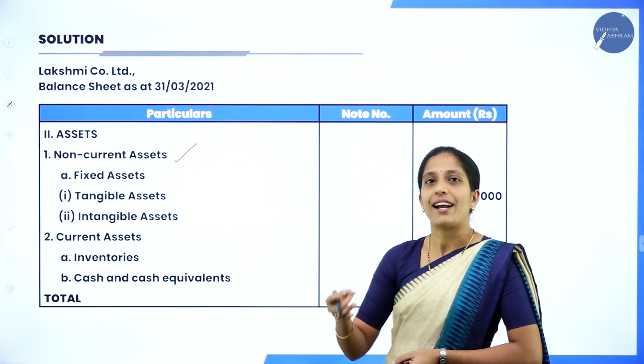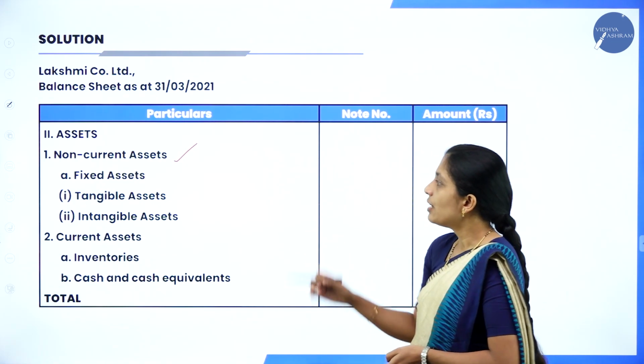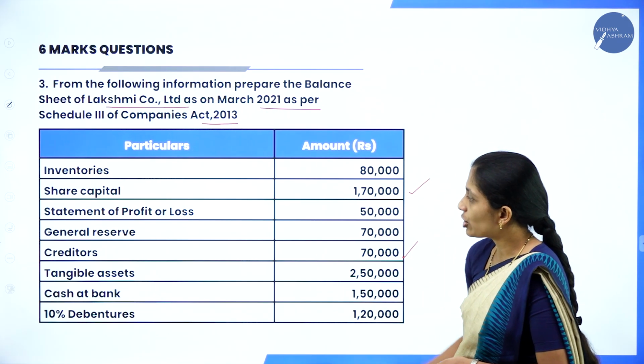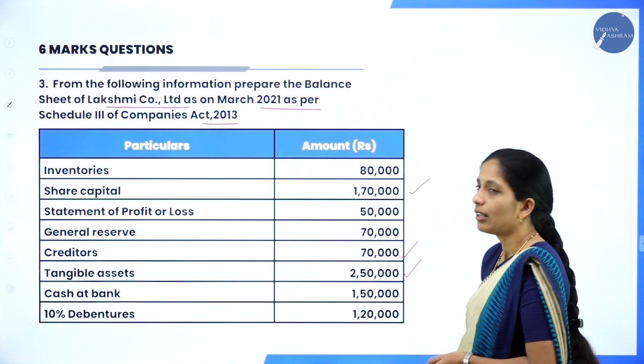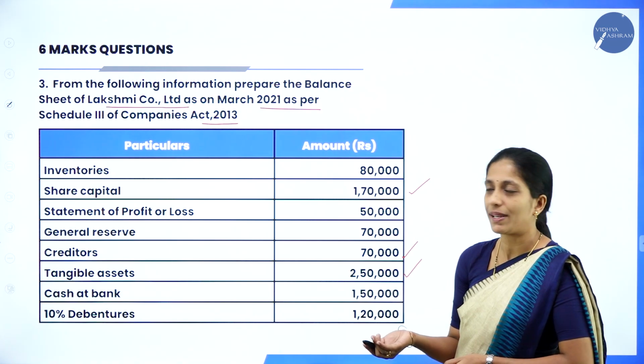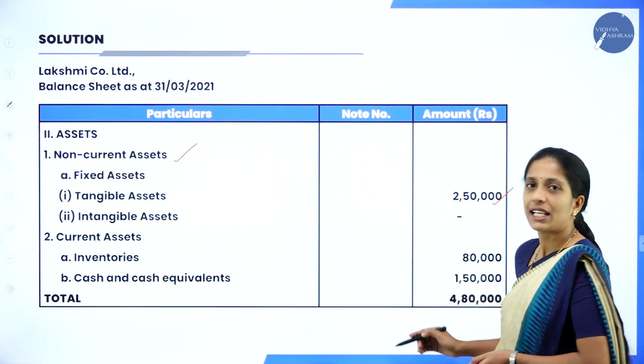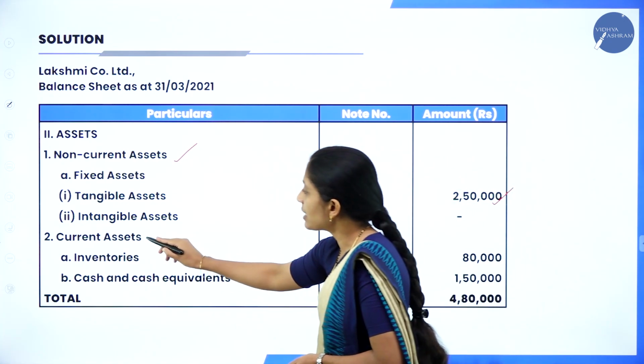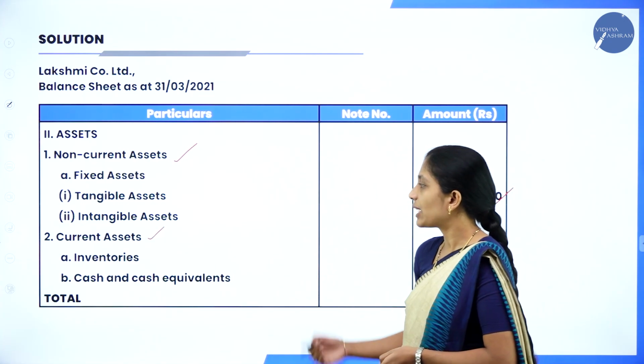Now coming to assets, so we have non-current assets, under that A, fixed assets. Under fixed assets we have tangible and intangible. So let us see what are the tangible. Here they have given directly, tangible assets. So how much is it? 2,50,000, and there are no intangible assets, so intangible assets will be dash. And next is current assets. So under current assets, they have given us directly.